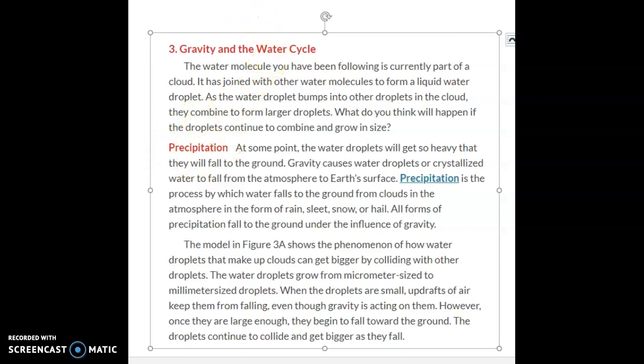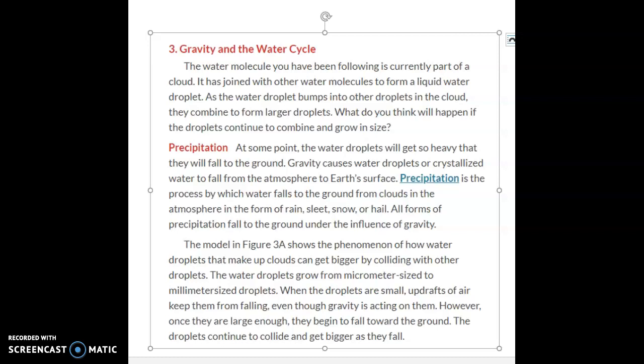Precipitation. At some point, the water droplets will get so heavy after they've collected together, they will fall to the ground. Gravity causes water droplets or crystallized water to fall from the atmosphere to the Earth's surface. Precipitation is the process by which water falls to the ground from clouds in the atmosphere to form rain, sleet, snow, or hail. All forms of precipitation fall to the ground under the influence of gravity.